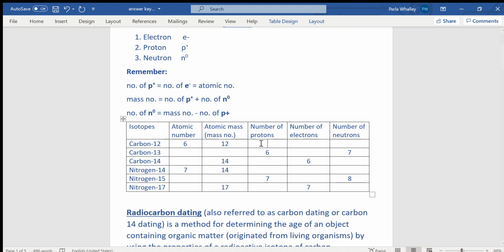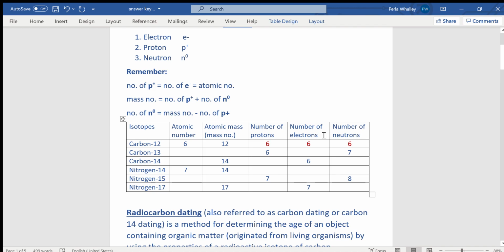So, for carbon-12, the given is the atomic number, 6. And remember that the atomic number is equal to the number of electrons and equal to the number of protons. That means if you know one of these, you will know the other two. So we know the atomic number, so the number of protons will be 6 and the number of electrons is also 6. The number of neutrons is equal to the mass number minus the number of protons. The mass number is 12 minus 6, the number of protons. So the number of neutrons is also 6.